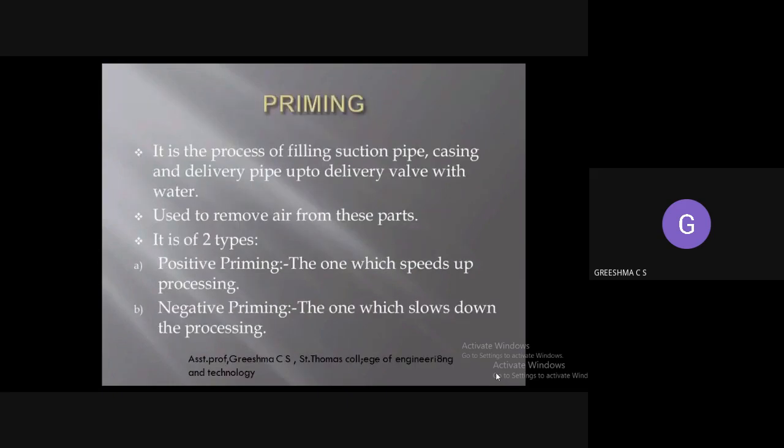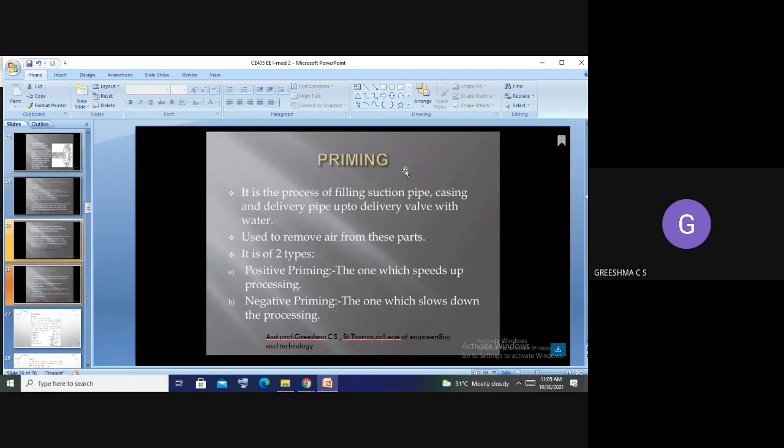Now another thing you have to learn, a very important term relating to the centrifugal pump, is priming. What do you mean by priming? Priming is nothing but filling the whole section with water. It is the process of filling the suction pipe, casing and delivery pipe up to the delivery valve with water. Everything is filled with water, and that process is called priming. You do it mainly to remove the air content.